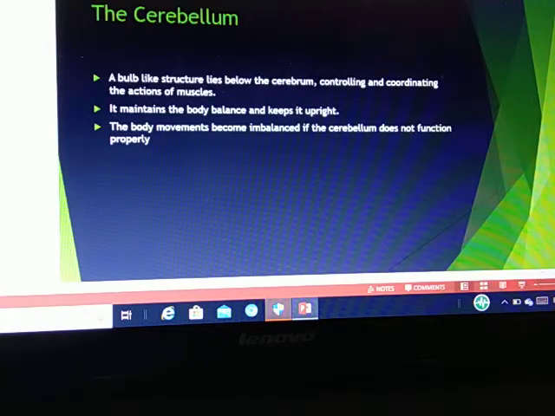Just balancing our body. It ensures that there should be smoothness in whatever movement we are doing. The cerebellum, the smaller brain, is responsible for balancing that movement. Whatever we are doing in our daily routine, whether walking, running, sitting, dancing, or exercising, that action or movement is balanced by the cerebellum.